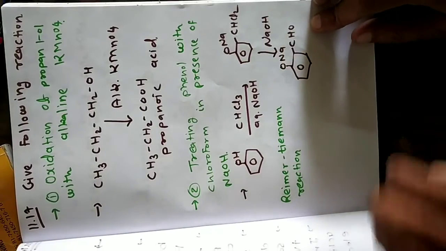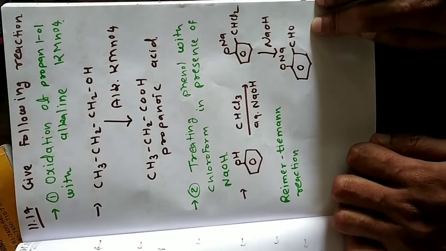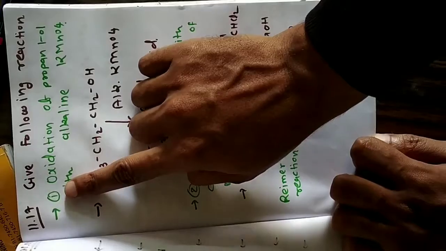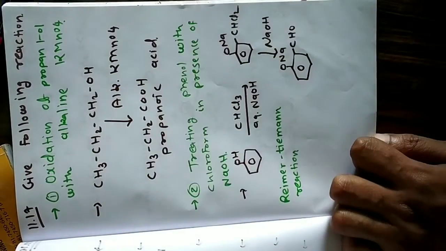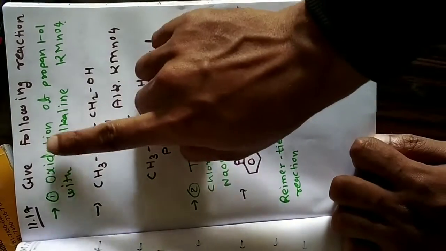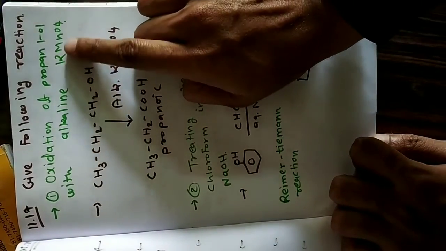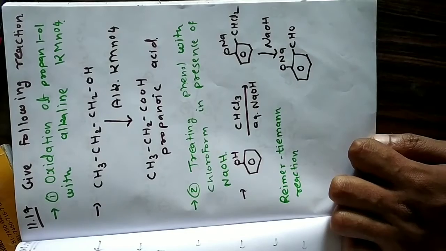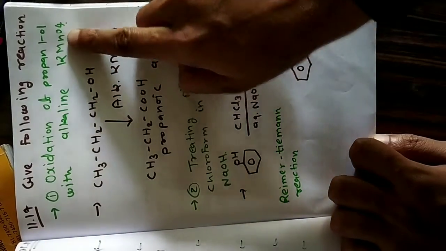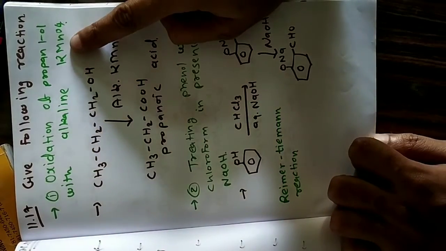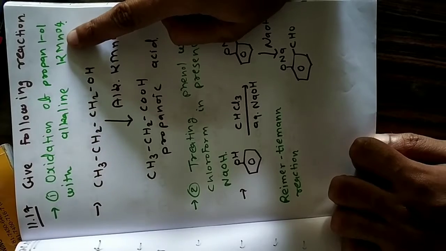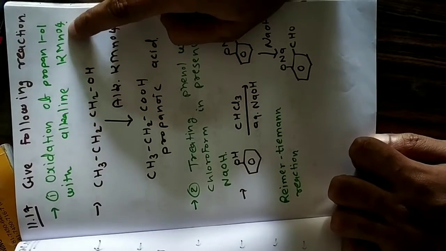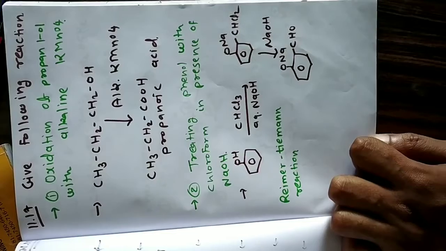The next question, give the following reactions. First, oxidation of propan-1-ol with alkaline KMnO4. Now oxidation is there and alkaline KMnO4 is the reagent. Now this oxidizing agent is a strong oxidizing agent. KMnO4 is a strong oxidizing agent. So it will make carboxylic acid. Again, it will give carboxylic acid as product.